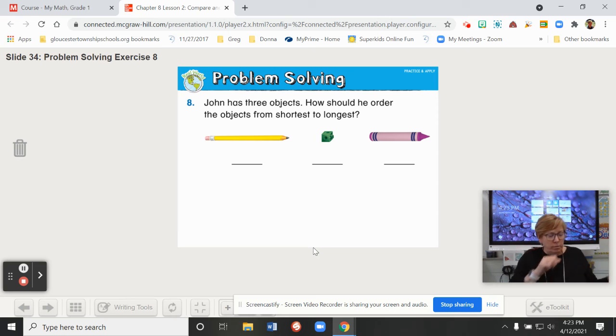John has three objects. I have a pencil, a connecting cube, and a crayon. How should he order the objects from the shortest to the longest? If we're going by the shortest, which one is the shortest? That would be number one. I'm thinking that's what they want. And then the next one would be a little bit longer than the cube. And then the pencil could be the longest.